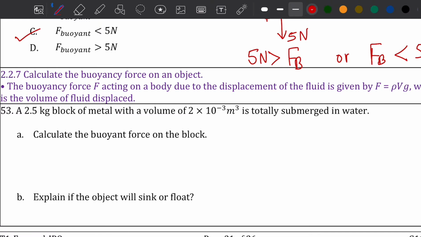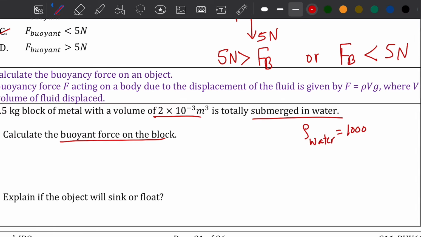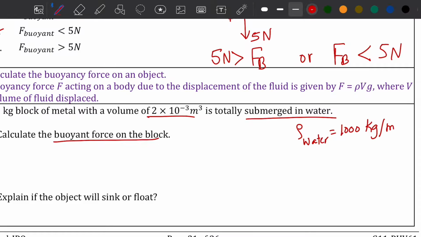Next, a 2.5 kg block of metal with volume 2 times 10⁻³ m³ is totally submerged in water. Calculate the buoyant force on the block. Just to recall, density of water will be provided. It's a constant value which is 1000 kg per m³.